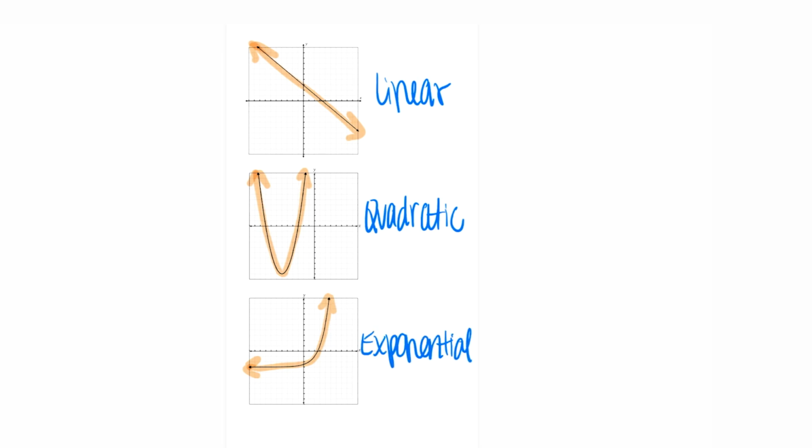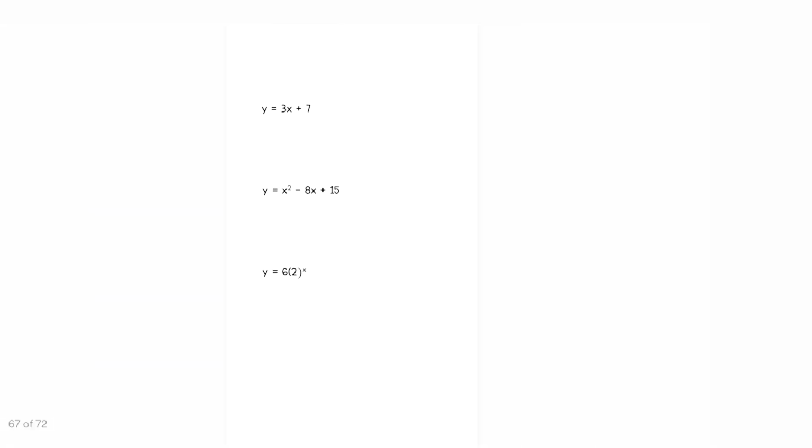Now that we've compared what each function looks like on the coordinate plane, let's compare their equations. If your equation has an x that's not being squared, that is a linear function. Because every x value you're plugging into this equation is multiplying by 3 and adding 7, that's going to create a constant increase, creating a straight line.